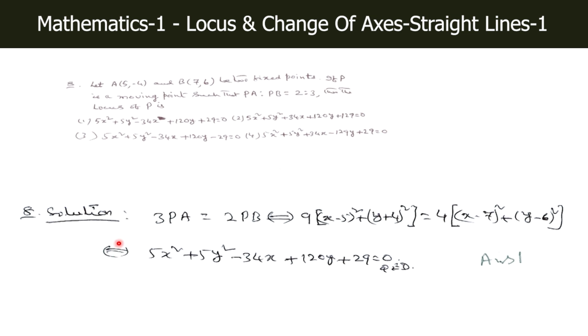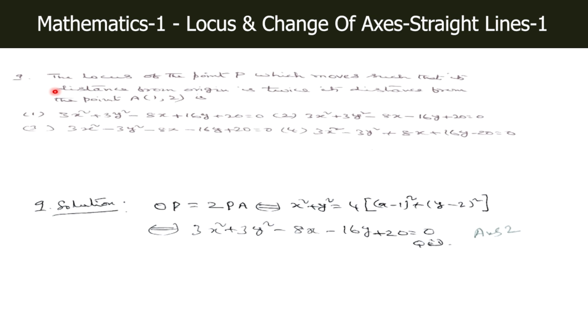Now by hypothesis, PA to PB is equal to 2 to 3, which implies 3 PA is equal to 2 PB, or 9 PA square is equal to 4 PB square. That means 9 into (x minus 5) whole square plus (y plus 4) whole square is equal to 4 into (x minus 7) whole square plus (y minus 6) whole square. So if you simplify it, you will get the answer number 1.